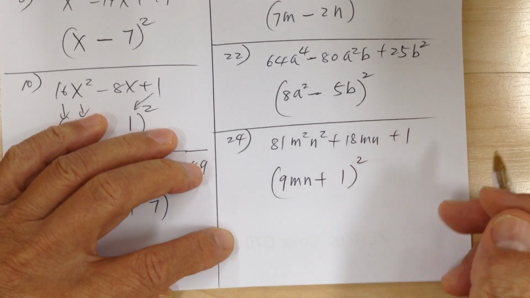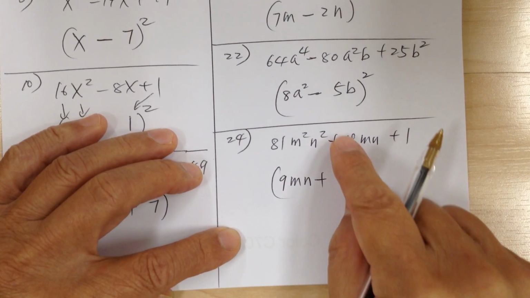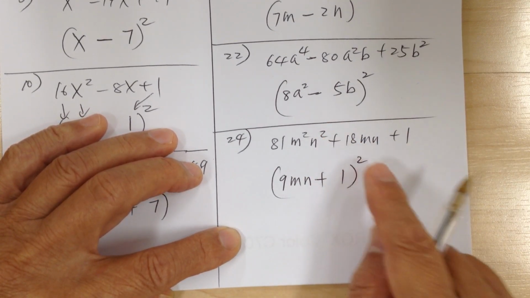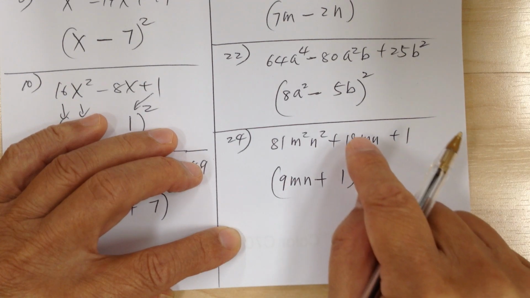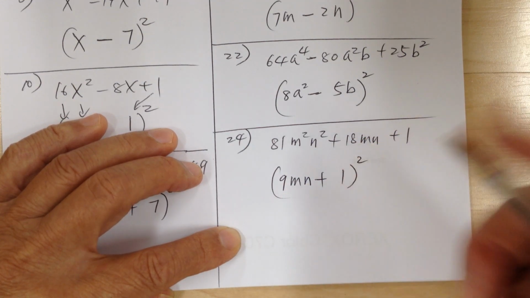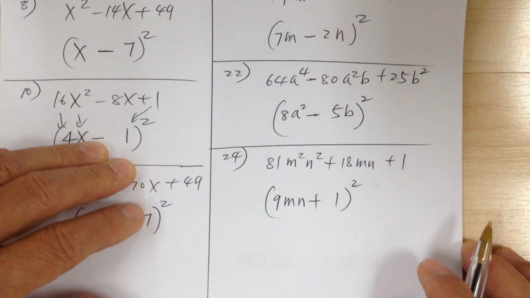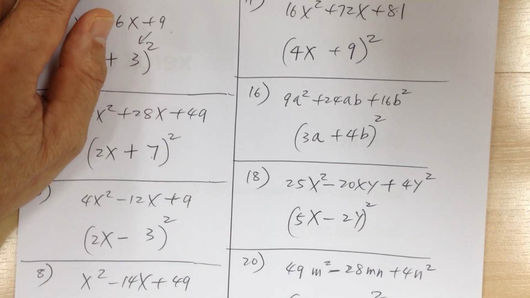Okay, then you check the middle term to see if they match. So sign matches. Number 2 times 1 is 2 times 9 is 18. Alphabet m, n. So everything is good. Okay. Next one.